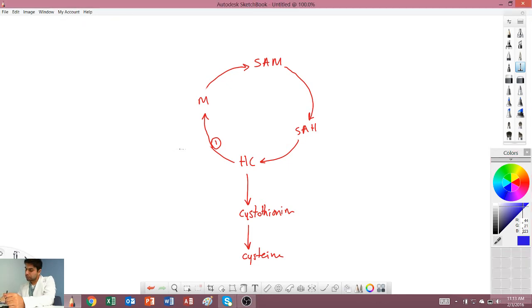Now, what you need to do is you need to combine a methyl group. So, you can call homocysteine and you attach to it a CH3 methyl group, it's methionine. That's why it's known as methionine. Methylation of homocysteine produces what? Methionine. But where do we get this methyl group from?